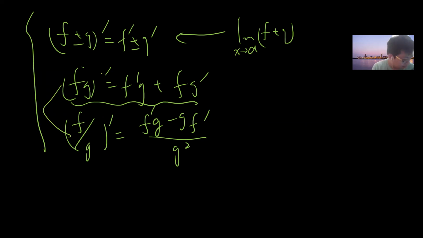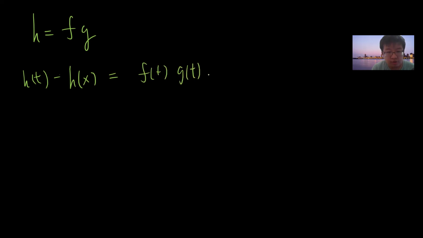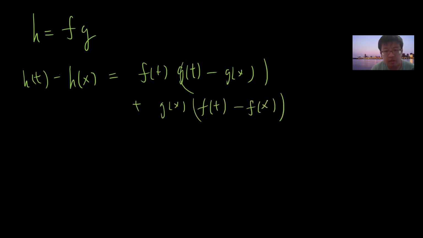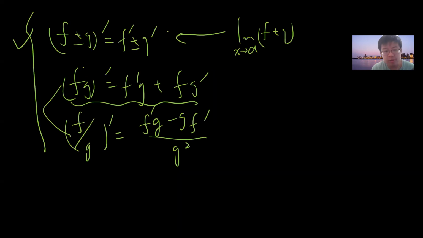Basically you should prove these two, so let's prove it. The first one is clear and trivial, so let's prove the second. Let's define h to be f times g. It is easy to see that h of t minus h of x equals f of t times (g of t minus g of x) plus g of x times (f of t minus f of x). Hopefully you can see this, so this term cancels. My assumption is that at that point f prime and g prime exist.